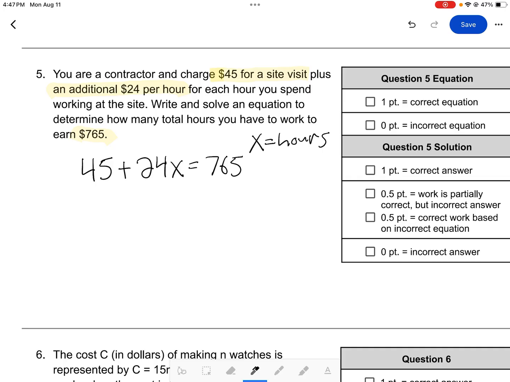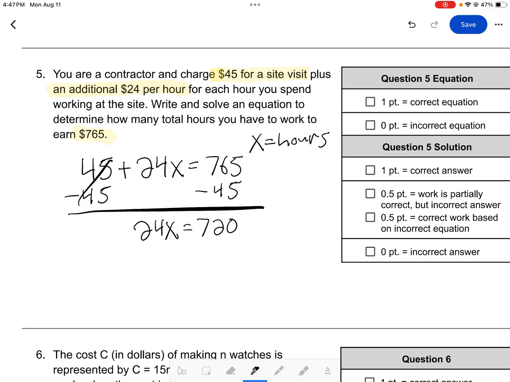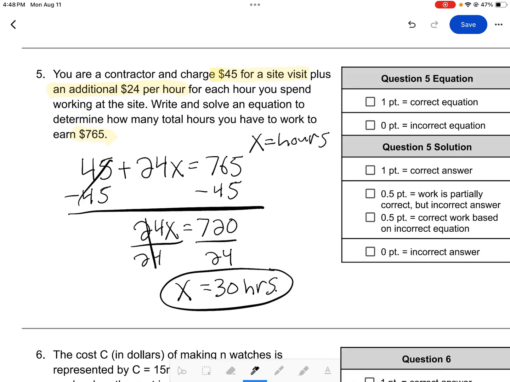Now I can just solve this like a normal equation. I'm going to subtract 45 on both sides. That will cancel. I'm left with 24x equals 720. I can now divide both sides by 24. The 24 is canceled. 720 divided by 24 gives me 30. So you would need to work 30 hours to make $765.